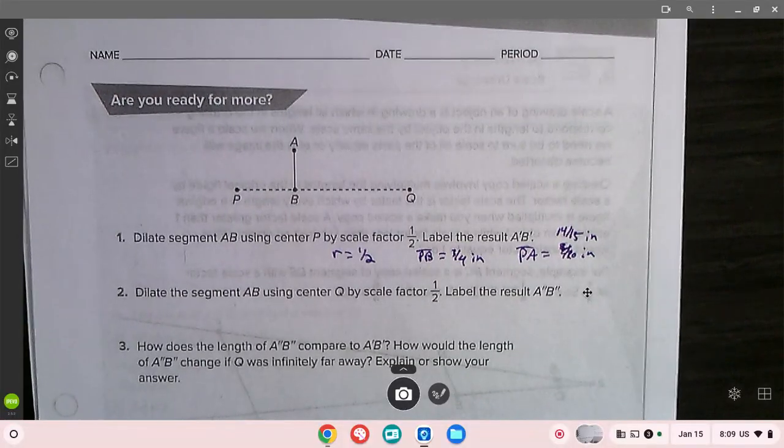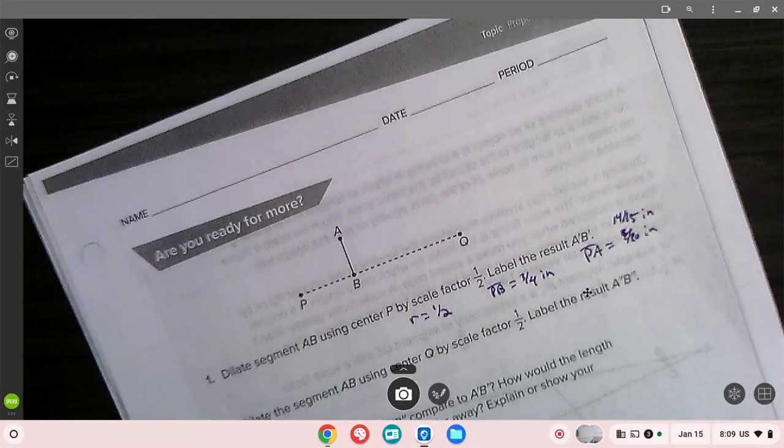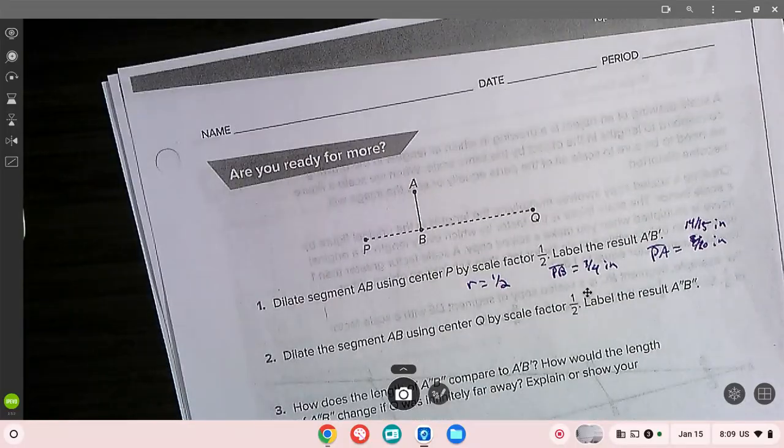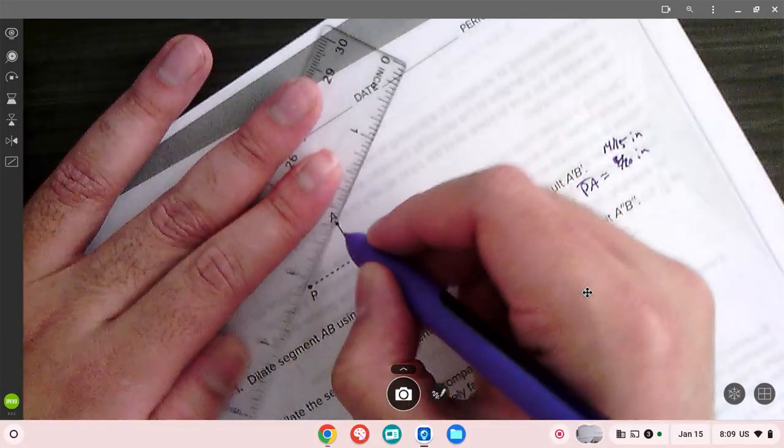And then PQ is 2.5. Do we need Q right now at the moment? Not for number 1. We're just trying to dilate the segment AB. Our scale factor is 1/2, so what are we going to do? Divide 3/4 by 1/2 and divide 14/15? Not divide. Multiply by 1/2. Multiplying by a fraction is like dividing by the denominator. I get you.